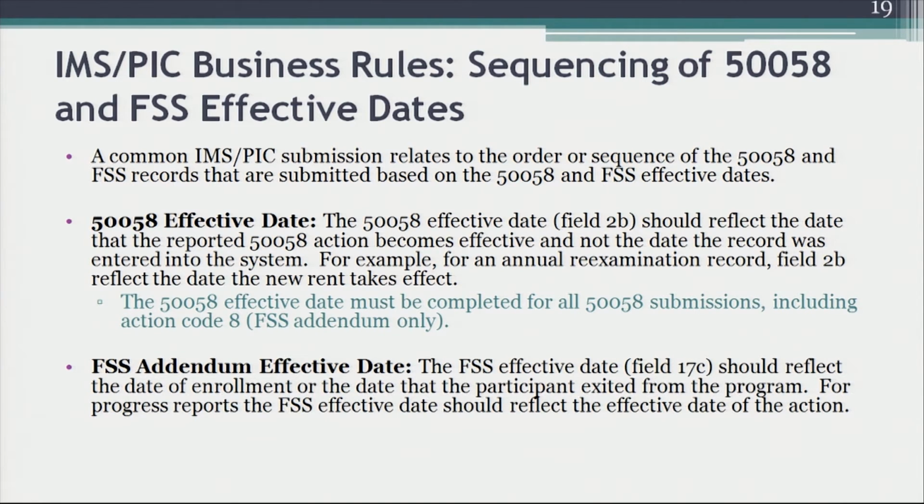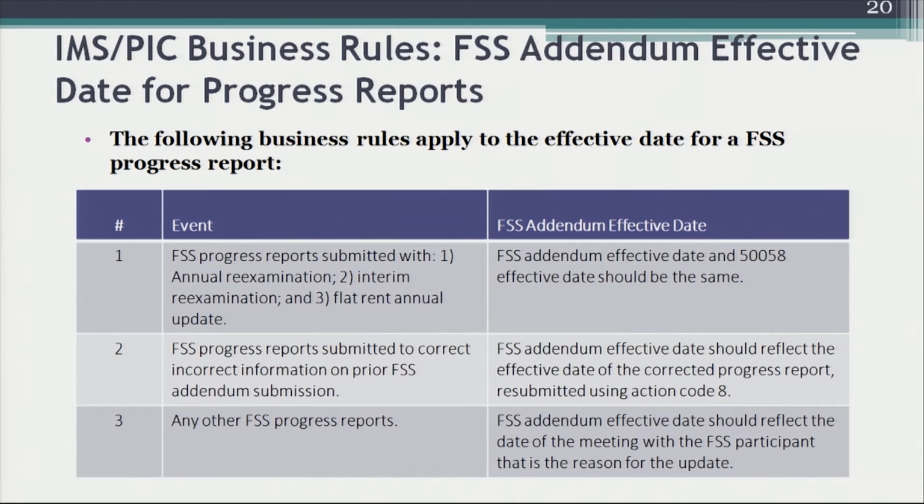With respect to progress reports, the FSS effective date should normally reflect the effective date of the action. There are some additional business rules that apply to the effective date for an FSS progress report. When a progress report is submitted with an annual re-exam, an interim re-exam, or a flat rent annual update, the FSS progress report effective date and the 5.8 effective date should normally be the same.